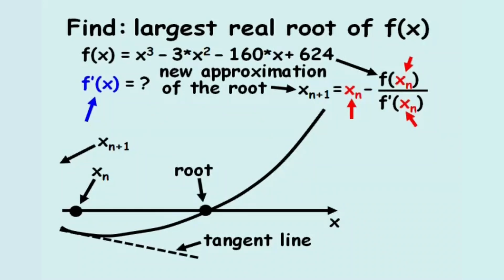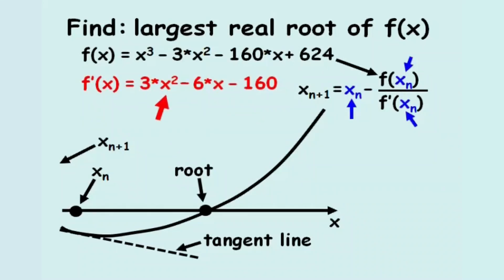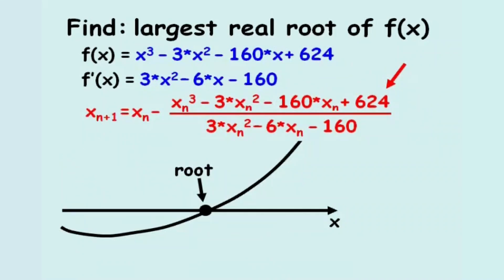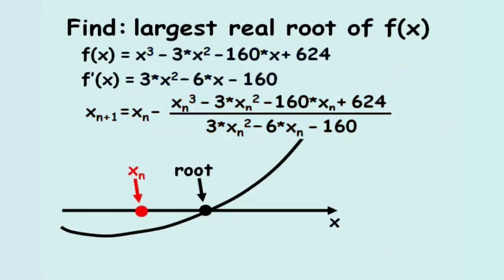From calculus, the derivative of f of x equals 3x squared minus 6x minus 160. Now we can revise our equation for xn plus 1 by plugging in the functions f of x and f prime of x. For our initial approximation of x, we'll choose a value slightly greater than the local minimum to ensure the subsequent approximation of the root is in the direction of the actual root.